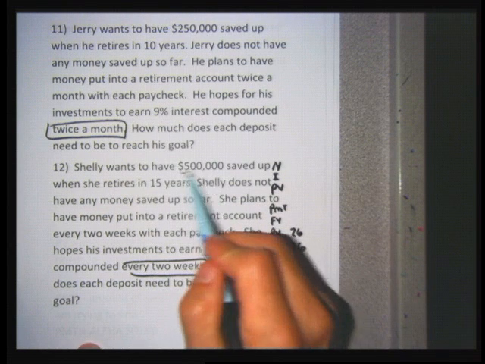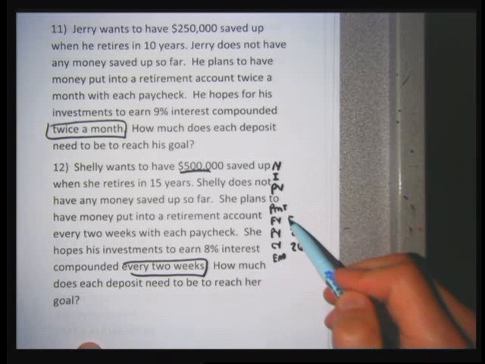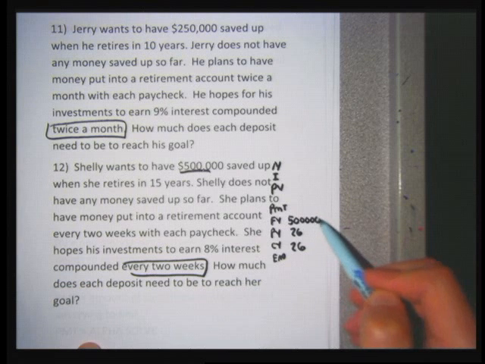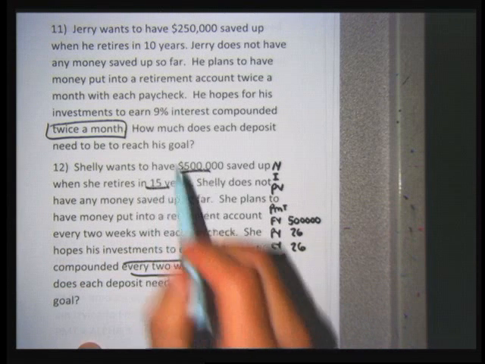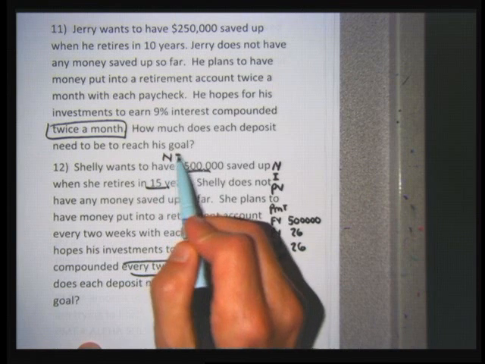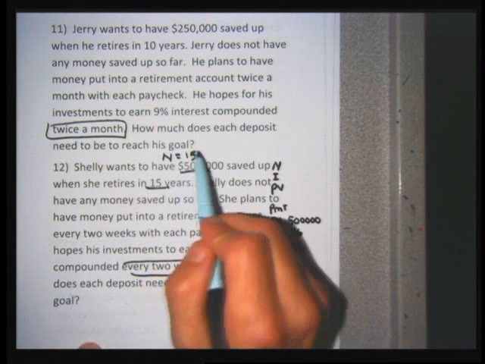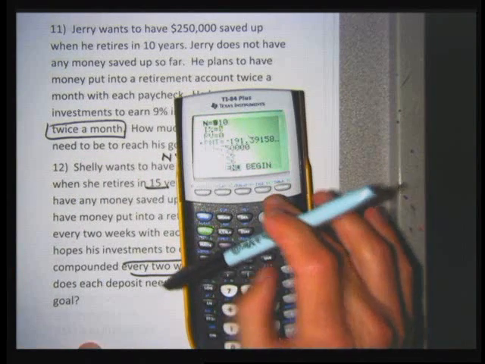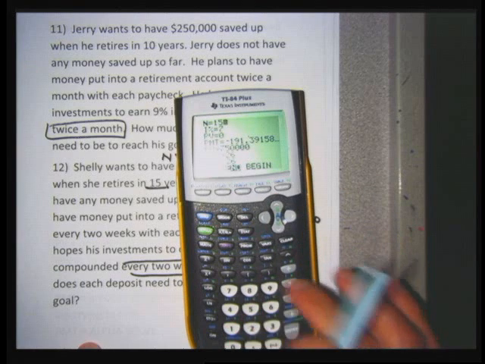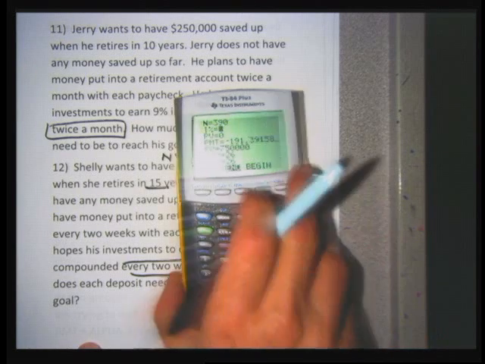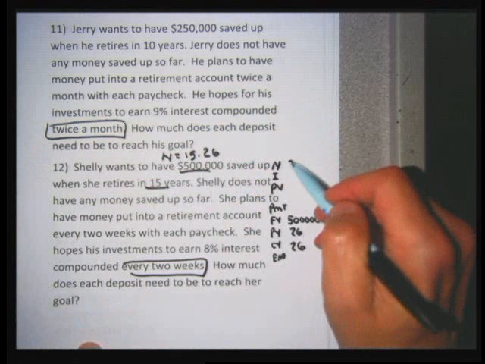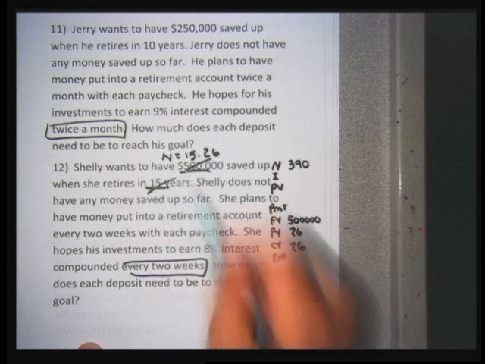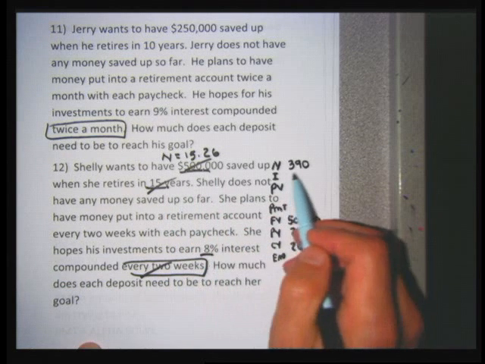First number is the $500,000 that Shelly wants to have saved in the future. Future value is always positive, so I don't have to worry about the sign. I'm going to put $500,000 in for the future value. The 15 years is going to help me get the N. The N is the 15 years times the number of payments per year, which is 26. So I scroll up to the N. I type 15 times 26 and hit enter, and I get 390 for the N. The only other number I see is the 8%.